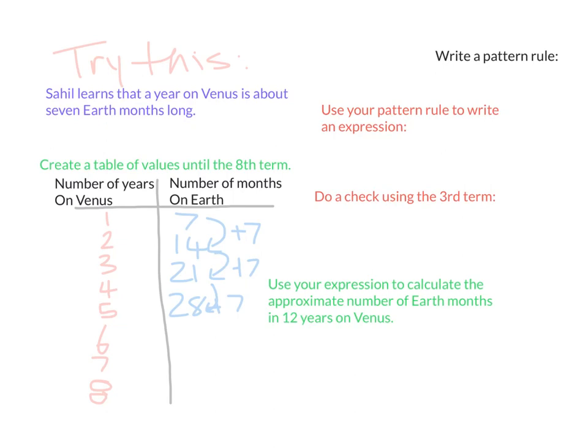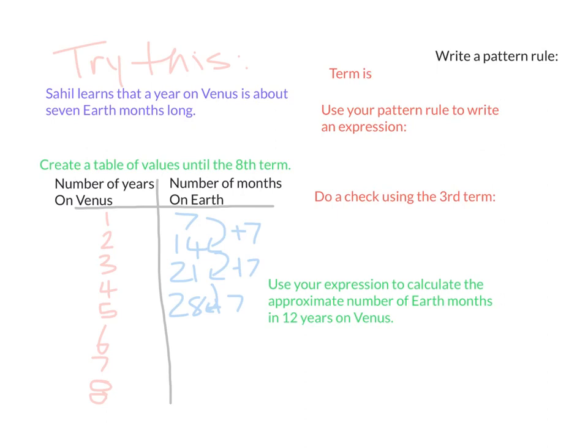So now my next thing is come up with a pattern rule. What's my pattern rule? What is happening? So the pattern rule we are going to be talking about is the explicit pattern rule, which tells me what's happening to my term number. So in this case, I'm just going to type in there, I'm saying that my term is what's happening to the term number each time to help me increase it.